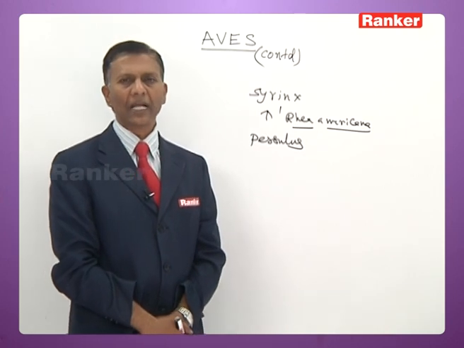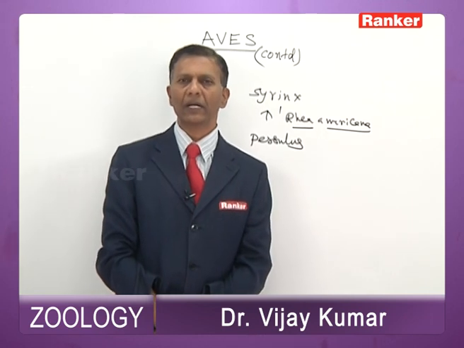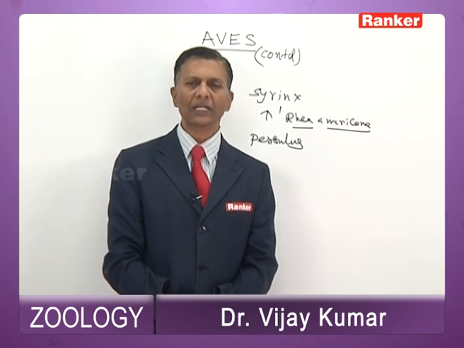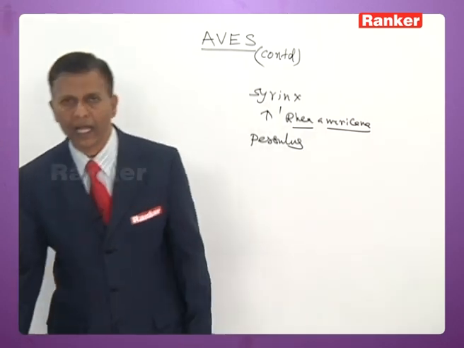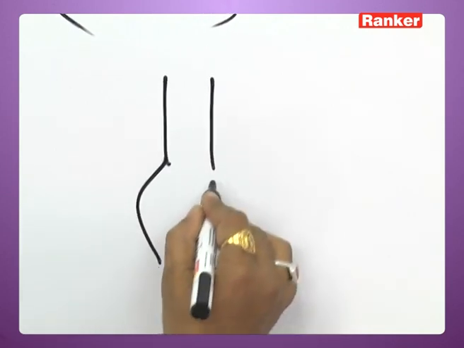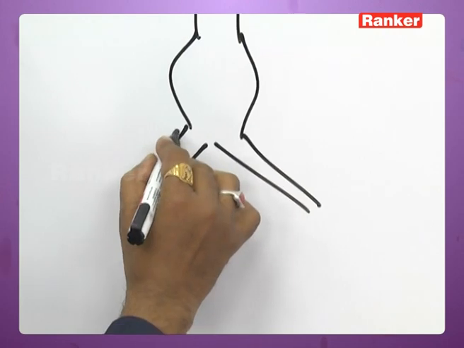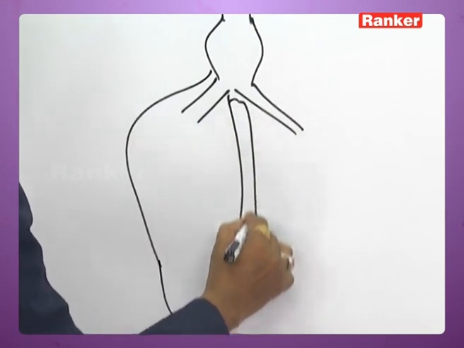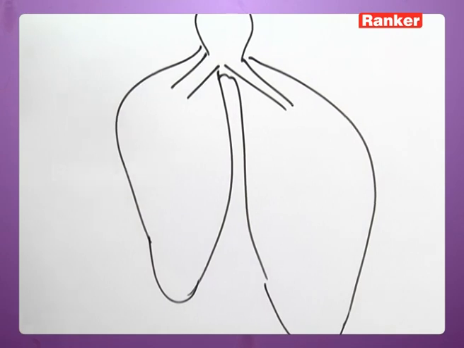In birds, lungs are solid, and they are provided with 9 air sacs: a pair of anterior thoracic, a pair of posterior thoracic, a pair of abdominal, a pair of cervical, and an interclavicular air sac. Suppose this is the trachea, syrinx, bronchi, and assume that these are the lungs.